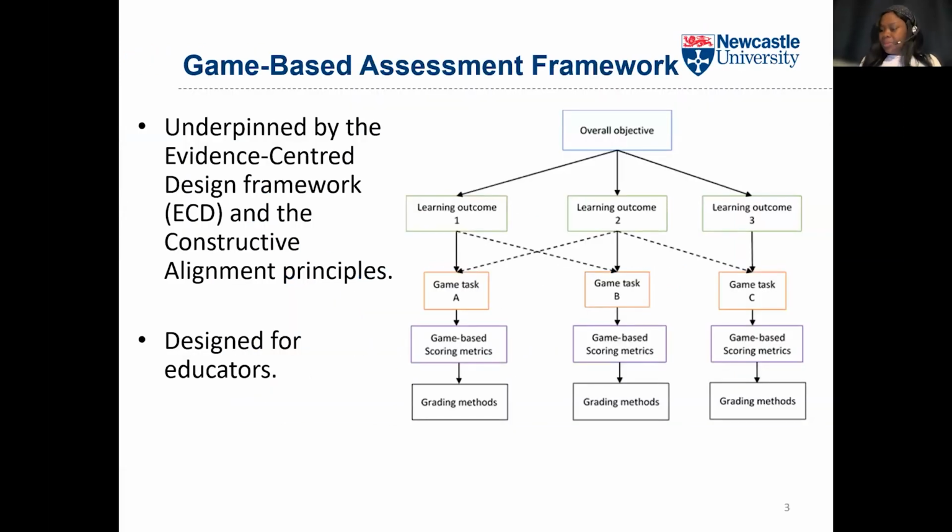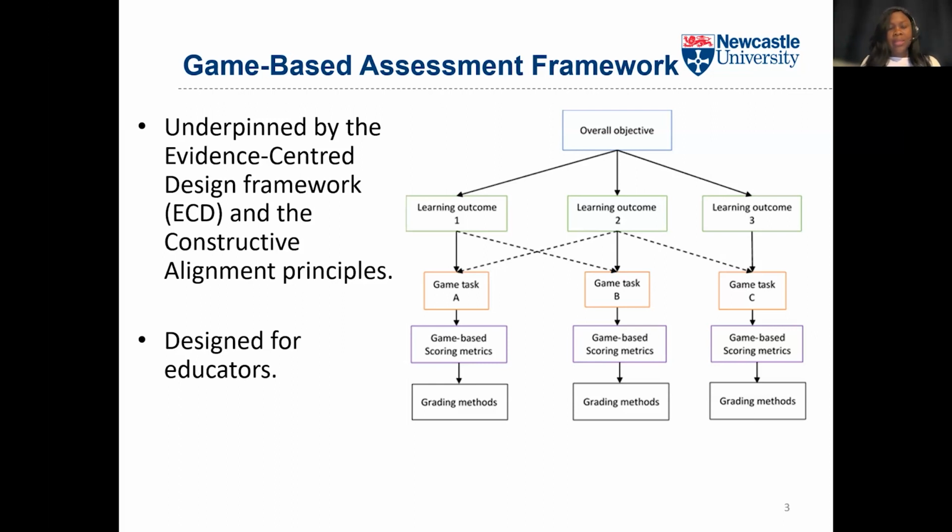The game-based assessment framework came out of the need to provide a simple but structured basis for designing assessments for measuring learning when using immersive applications. And it was specifically designed to meet the needs of educators.